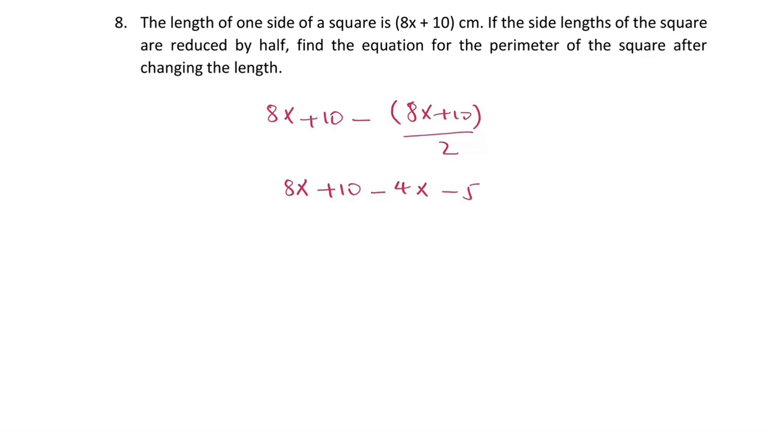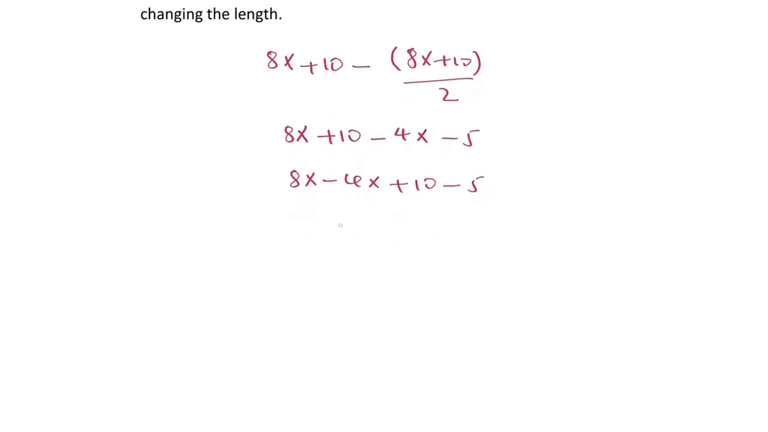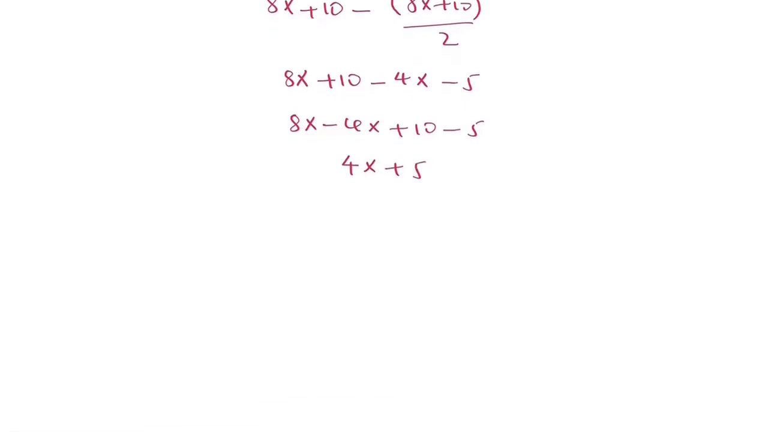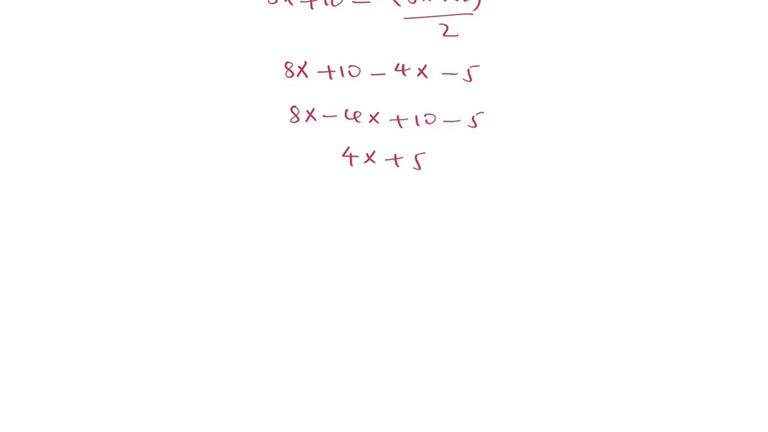Let us now collect the like terms. Then we are having 8x minus 4x plus 10 minus 5. Solving this, we are going to have 4x plus 5. So this is the reduced length of a square.